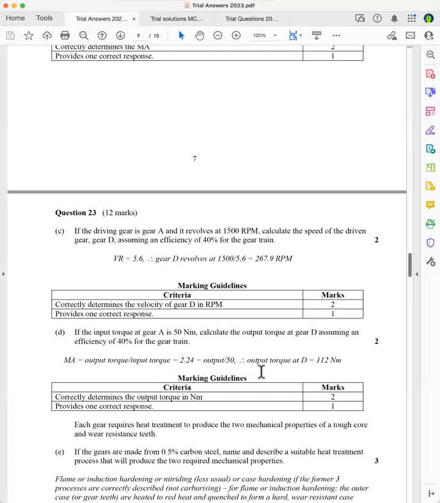Okay. And that's because of the gear train providing an increase in torque.